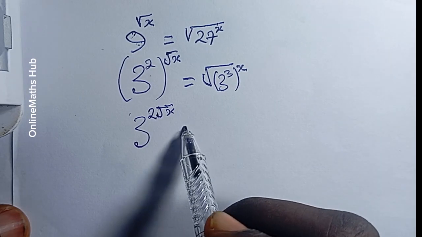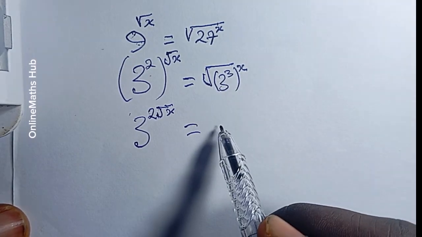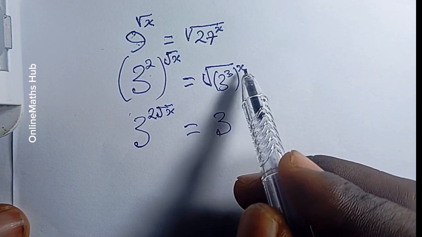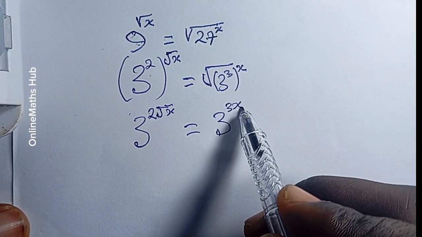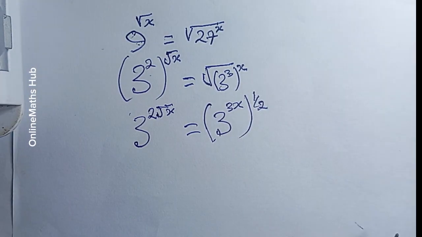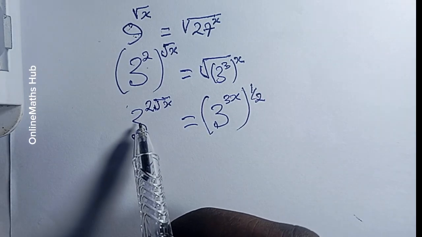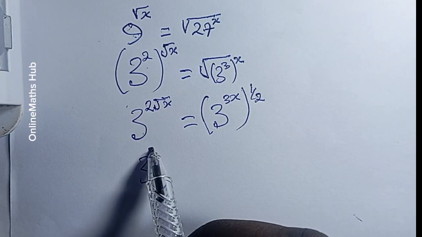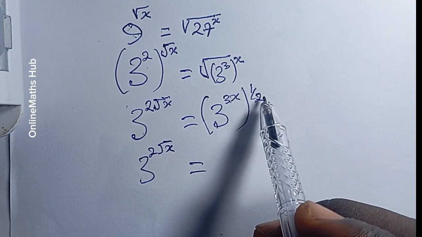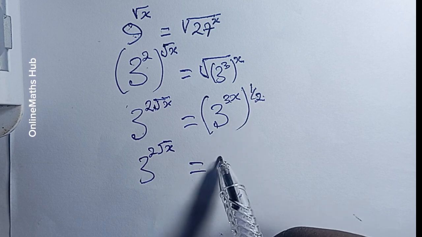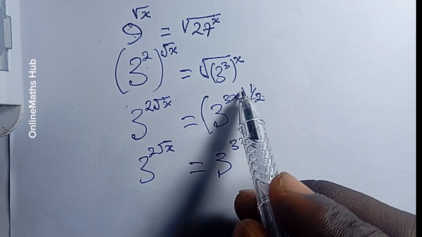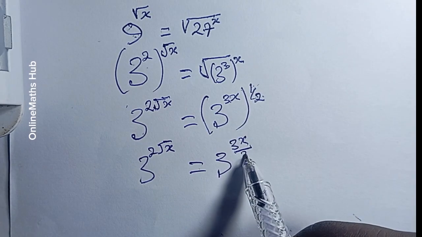And then I can rewrite this part as 3 power, so I will use this 3 right there to multiply this x. So I'm going to be having 3 power 3x, all raised to power 1 over 2. Then moving on, what I have right here is 3 power 2 root x is equal to, I will use this 3x to multiply this half right here, so that I'm going to be having 3 power 3x divided by 2.